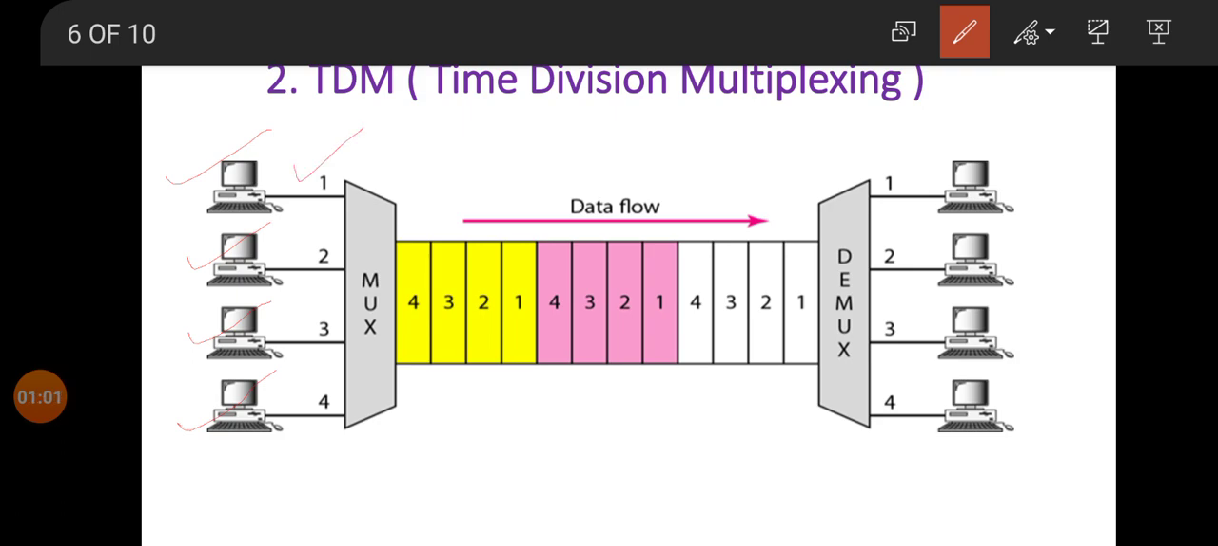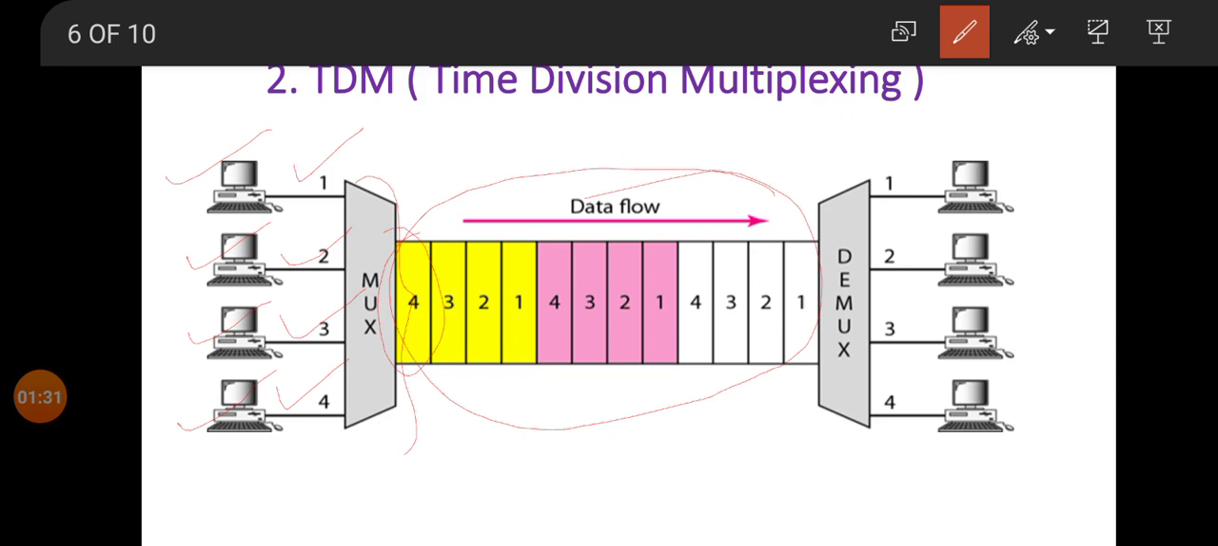This is the signal of the first system, second system, third system and fourth system. These four signals are combined using the multiplexer. Then this is a common channel. So this common channel is provided to system 4 first. Here the complete channel is provided but for a specific time.